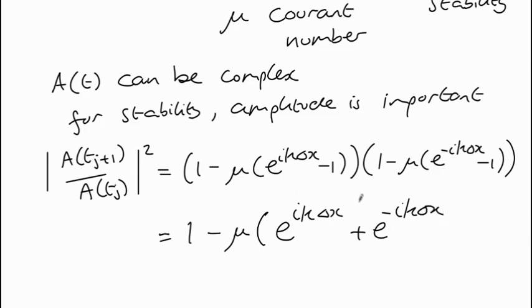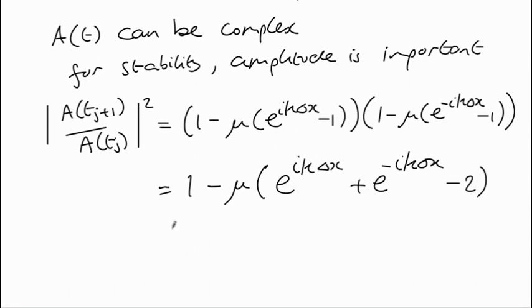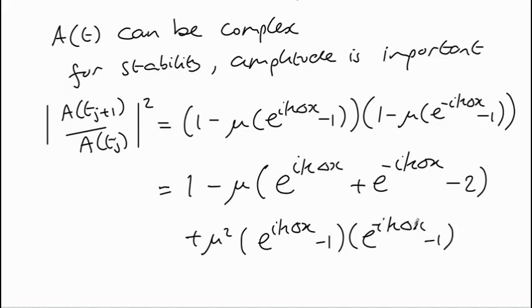Delta x, and then we get this term here. Okay, and then we have terms involving mu squared. So here we have mu times mu, which gives us a plus mu squared. And then we multiply these brackets here, so we just have e to the ik delta x minus 1, and then e to the minus ik delta x minus 1.